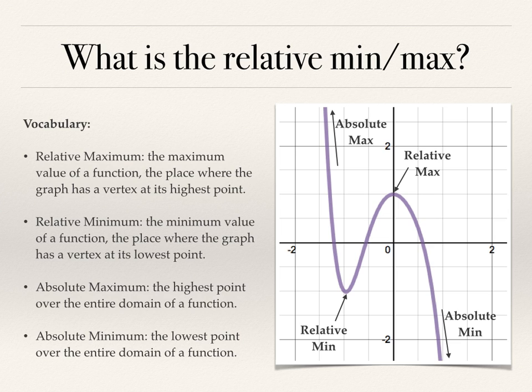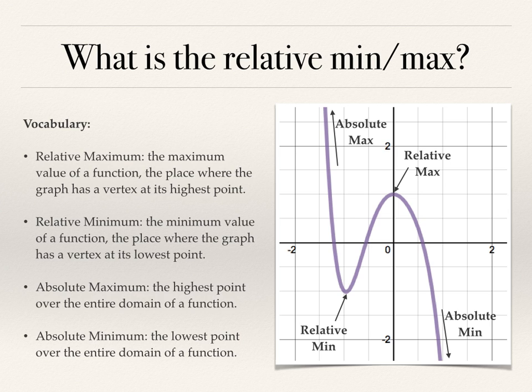So, what is a relative minimum and maximum, you ask? You probably didn't, but anyway. A relative maximum is the maximum value of a function, the place where the graph has a vertex at its highest point. The relative minimum, the minimum value of a function, the place where the graph has a vertex at its lowest point. Meanwhile, absolute maximum is the highest point over the entire domain of a function, and the absolute minimum is the lowest point over the entire domain of a function.